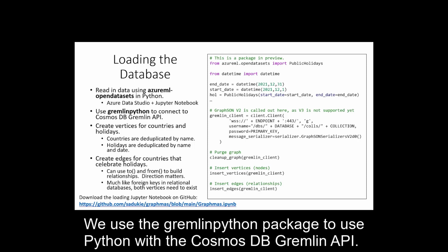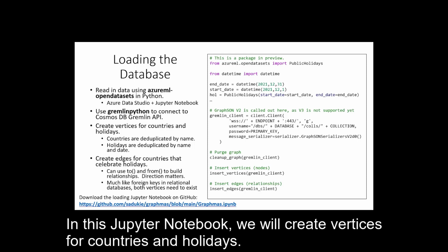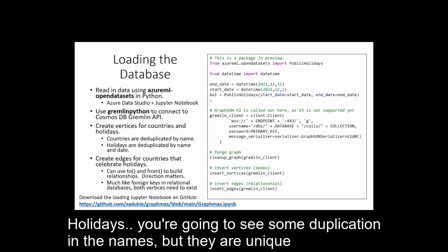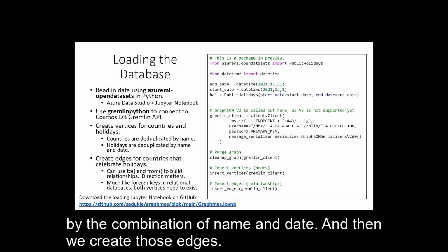We use the Gremlin Python package to use Python with the Cosmos DB Gremlin API. In this Jupyter Notebook, we will create vertices for countries and holidays. Countries are deduplicated by their name. That means it's unique names. Holidays, you're going to see some duplication in the names, but they are unique by the combination of name and date. And then we create those edges.